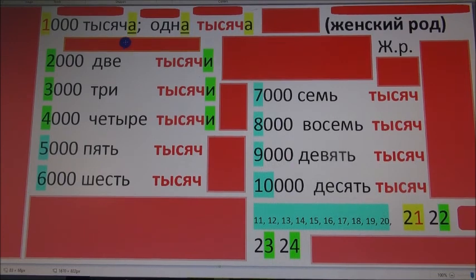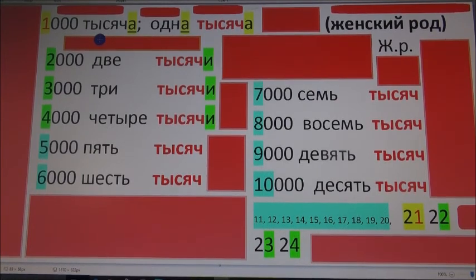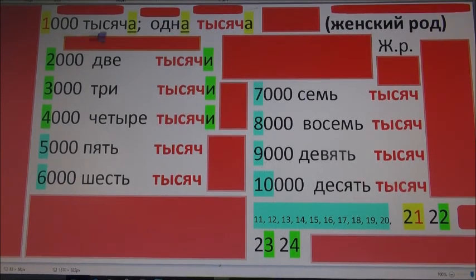For example, книга, полка, сумка, any feminine gender word will have the same endings. Just very often we count thousands, for example, money. We see here three kinds of ending. Одна тысяча is singular, 1,000, feminine gender, ending a.